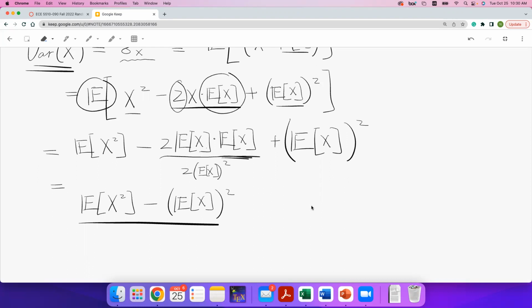In the next class, we will start to talk about these higher moments. We call this the moment of these random variables. The variance is kind of a second moment of the random variables. And this is a very important characteristic for random variables.